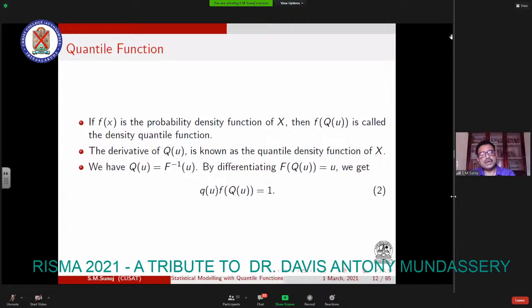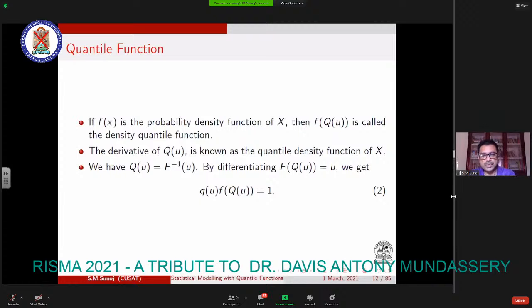Okay. Now, from the definition, Q(u) is nothing but the inverse of the distribution function. Now, if f(x) is the probability density function of the random variable X, then f(Q(u)) is called the density quantile function. The derivative of Q(u) is known as the quantile density function of X. From the identity Q(u) = F inverse(u), we have F(Q(u)) = u, and differentiating, it will result in equation number 2. This is an identity connecting the quantile density function and the density quantile function.